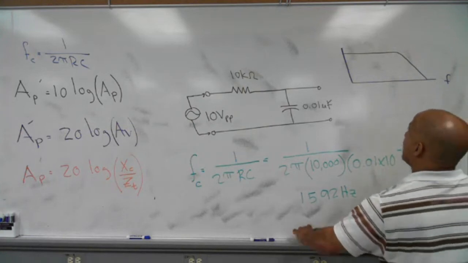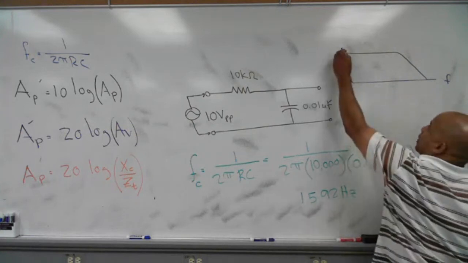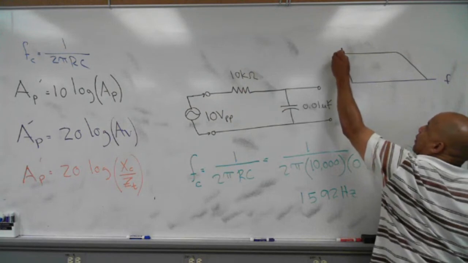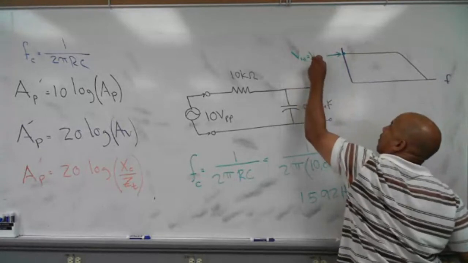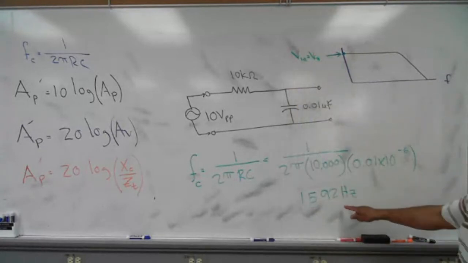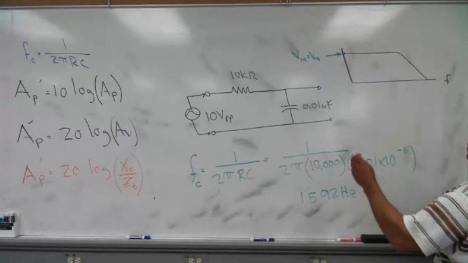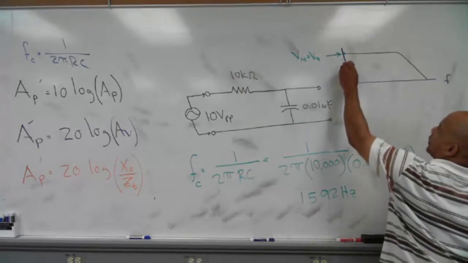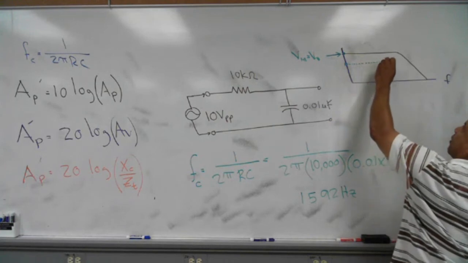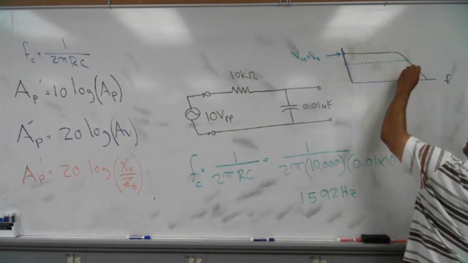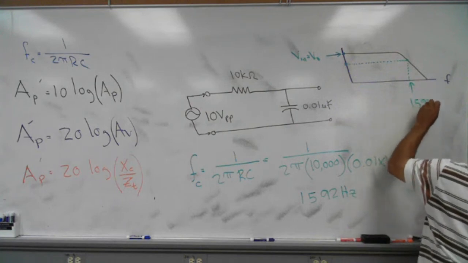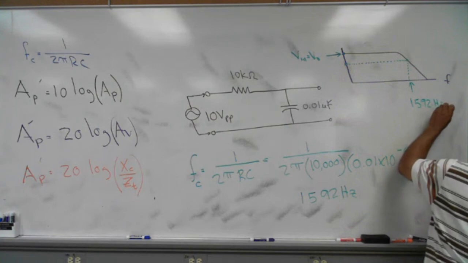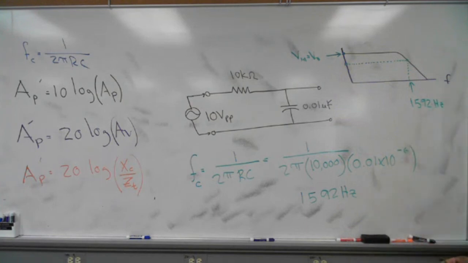And I don't know. I know this point right here. That's the point where Vn equals V out. So I know that point. And now look at what else I know. That's Fc. So if I go down to this point, that's my 0.707 point. And I come over here, I intersect and drop down. Then I know that that point right there is 1592 hertz, 1.592 kilohertz. Okay, so that's what I know.